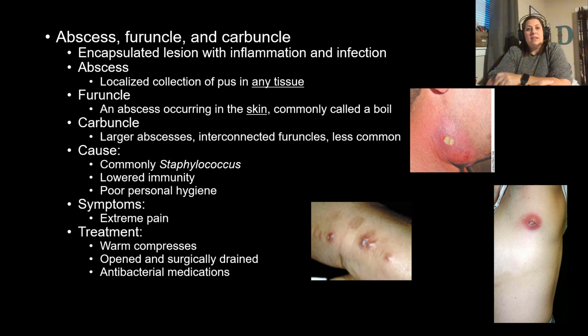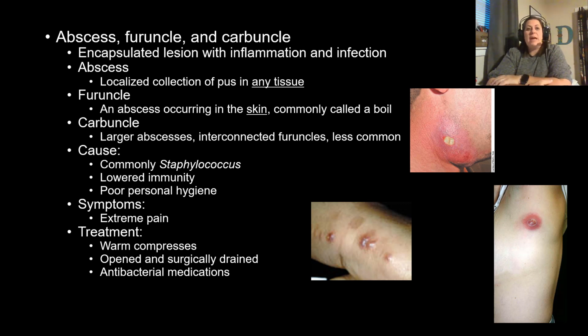We also see that there could be a progression that happens when we look at folliculitis. They can actually get a lot larger. These could be abscesses, furnicles, or carbuncles. These are encapsulated lesions with inflammation and infection. So an abscess is a localized collection of pus, but it can happen in any tissue, not just the skin.